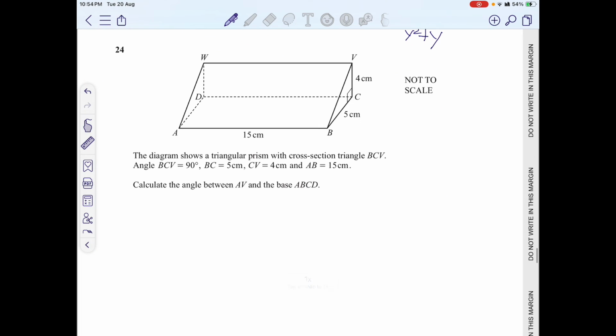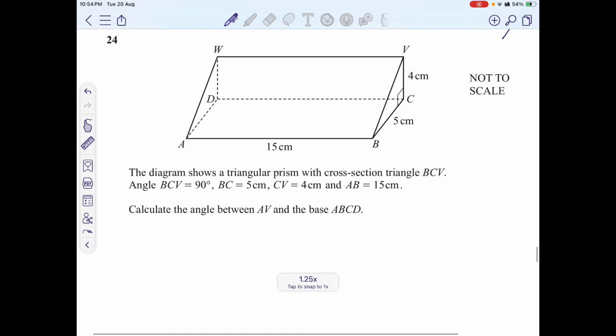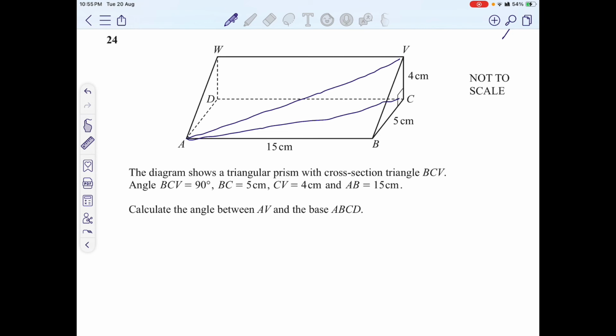Moving on, it says the diagram shows a triangular prism with cross section triangle BCV. So there's a prism and there's a cross section BCV. Lengths are given for BC, CV, and AB. You can read it. Calculate the angle between AV and the base ABCD. Now AV basically means the upper side. Imagine it's a 3D shape, and the base ABCD basically means that if you had a line like this, then what would be the angle?